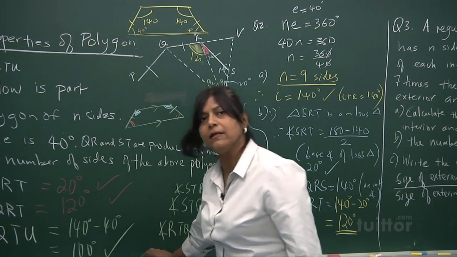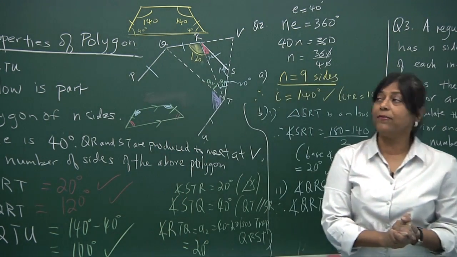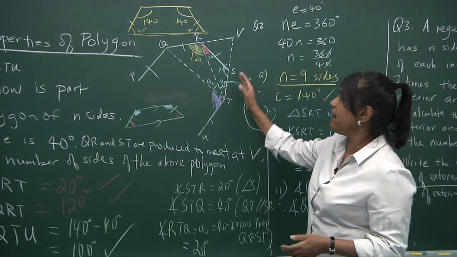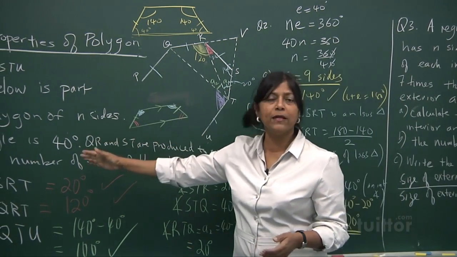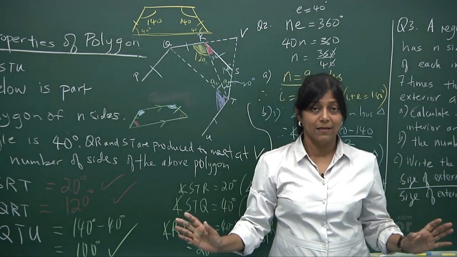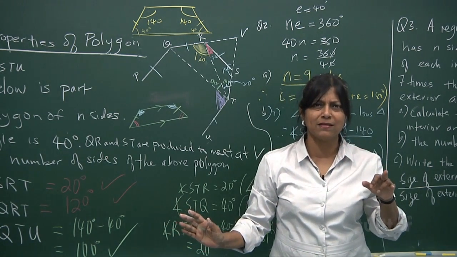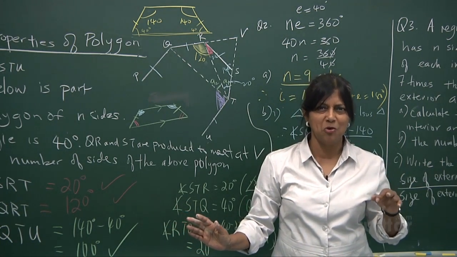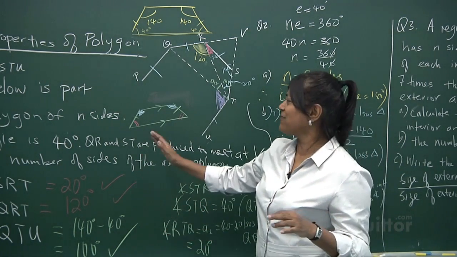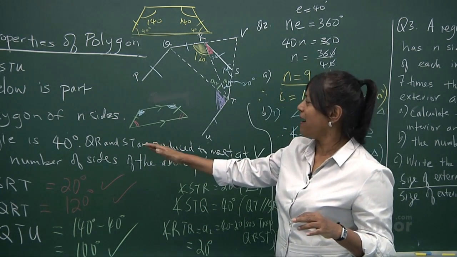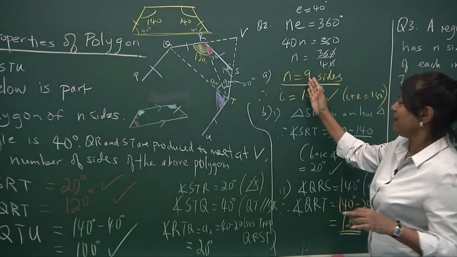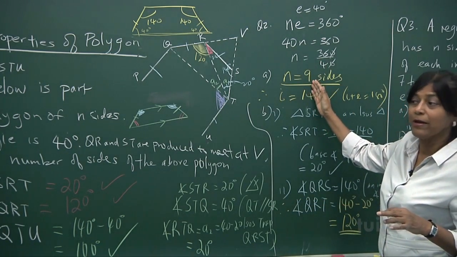I hope that is clear to you. A very quick run on this. Look at the figure again. Its exterior angle is 40 degrees. You can find the number of sides. 360 divided by 40, you get 9. It is a 9-sided polygon, a nonagon.